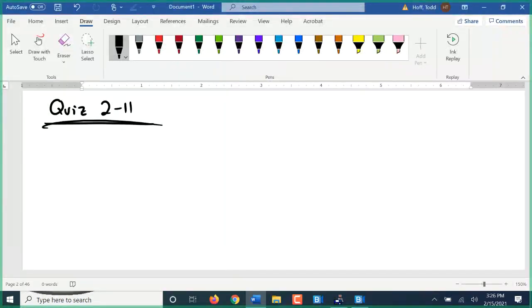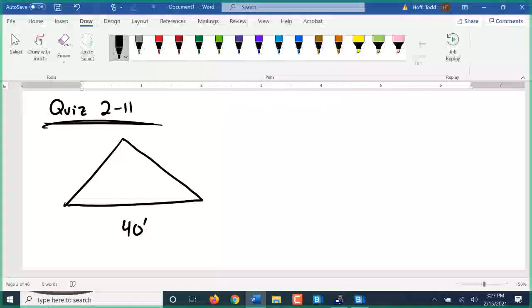For quiz 2.11, let's take a look at something similar to it. Let's do a common truss here, and let's do one where I'm giving you the span is 40 feet. I'm going to give you the height here is 10 feet. At 40 feet, I want to find the slope, and I want to find the length of the common rafter.